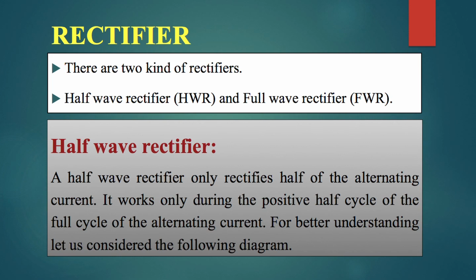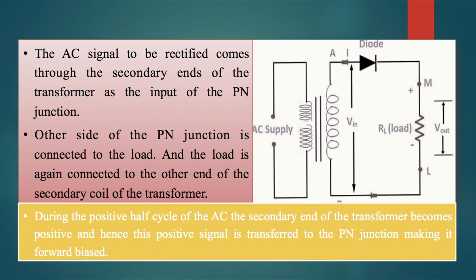A half wave rectifier can only rectify half of the alternating current. It works only during the positive half cycle of the full cycle of the alternating current. For better understanding, let us consider the following diagram. Here in this diagram, you have an AC source, a diode, a transformer, and a load connected. So a half wave rectifier circuit uses this AC input, and with the help of the step down transformer, it conveys the AC signal to the PN diode.